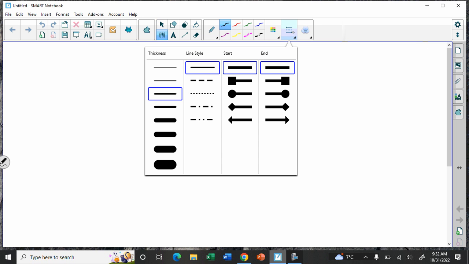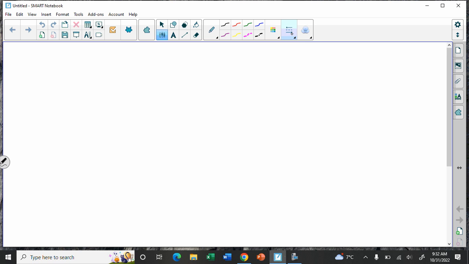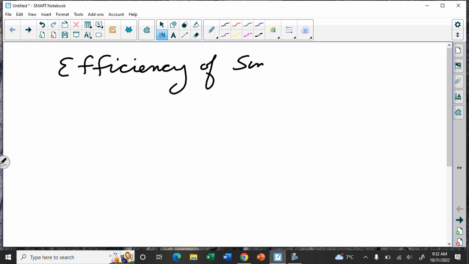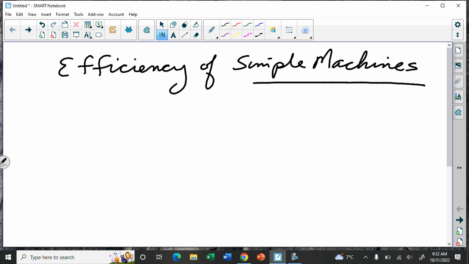Right, we are going to discuss the idea of efficiency of a simple machine, and this is a relatively easy thing to describe. Efficiency of simple machines. Now, what does efficiency mean? Well, let's just think out loud for a minute. Efficiency describes a comparison.